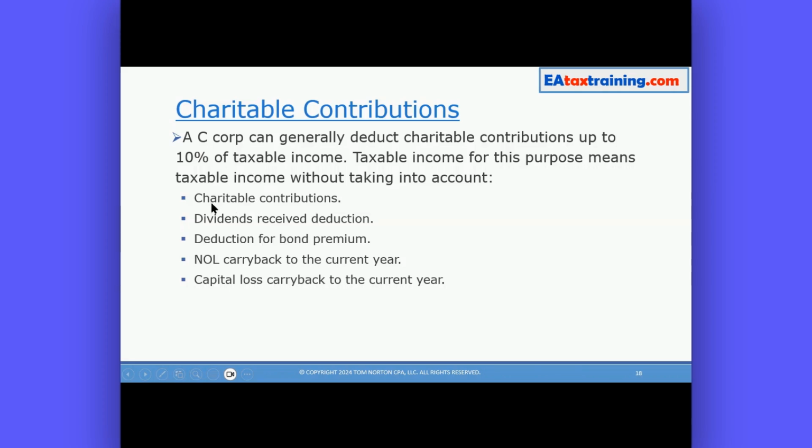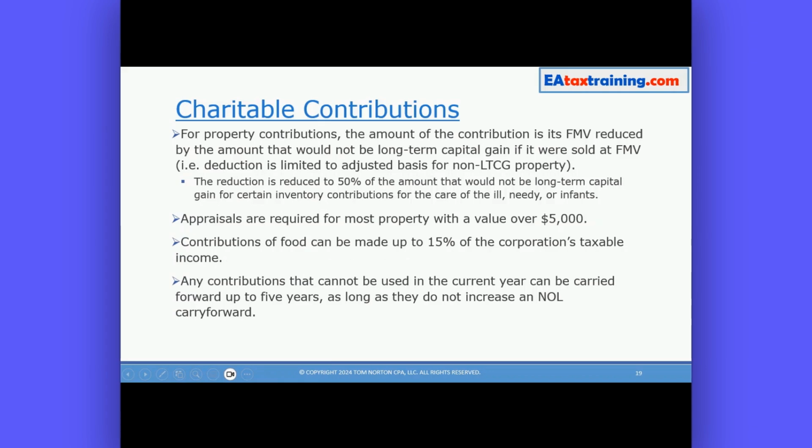So you'll want to be generally familiar with what's not included, but the main thing to concentrate on here is the 10% number. You are going to want to know that 10% of taxable income number. For property contributions, so if you're contributing something other than cash, the amount of the contribution is its fair market value reduced by the amount that would not be long-term capital gain if it were sold at its fair market value. So that's a long-winded way of saying that if you are giving something that is not long-term capital gain property, so it's ordinary income property such as inventory. Remember, inventory, if you sell inventory, it's an ordinary gain. It's not a capital gain.